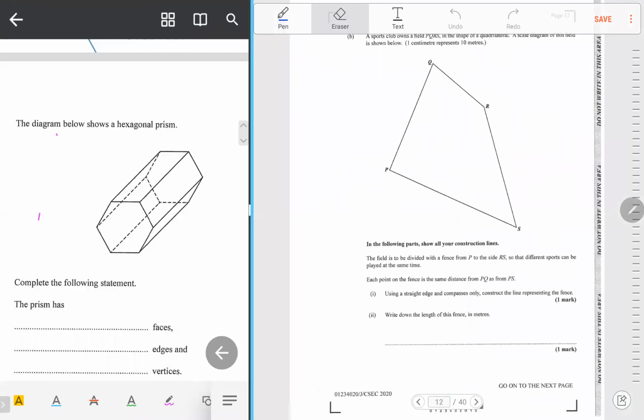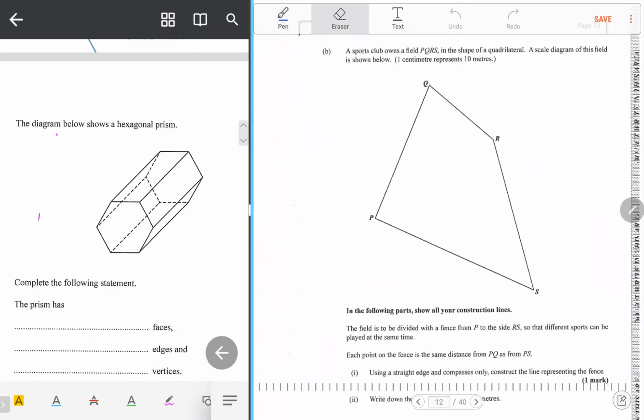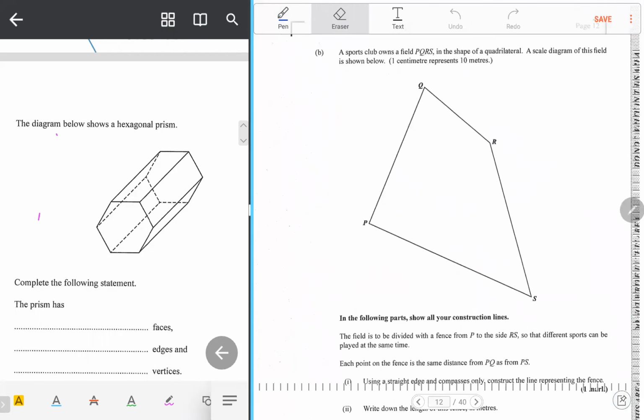All right, so this one now. Let's see what this one says now. So this one says a sports club owns a field PQRS in the shape of a quadrilateral, right? So we can see that. It says a scale drawing of the field. So this is a scale drawing.